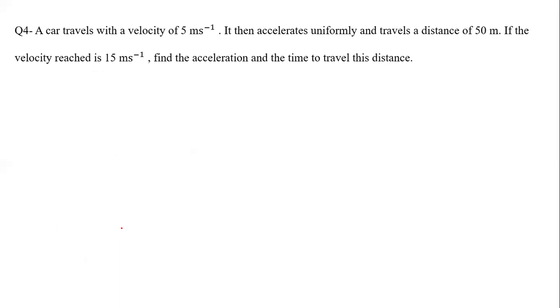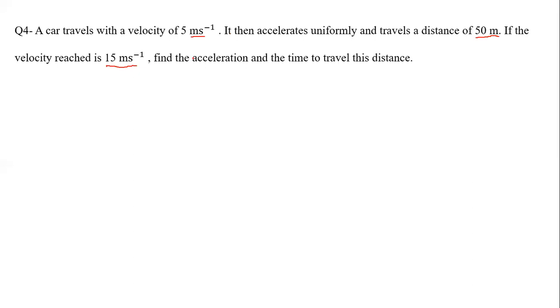In question number 4, they have said a car travels with a velocity of 5 m/s. It then accelerates uniformly and travels a distance of 50 meter. If the velocity reached is 15 m/s, find the acceleration and the time to travel this distance. So this 5 m/s is its initial velocity. The distance covered by the car is 50 meter. The velocity reached, 15 m/s, will be its final velocity.